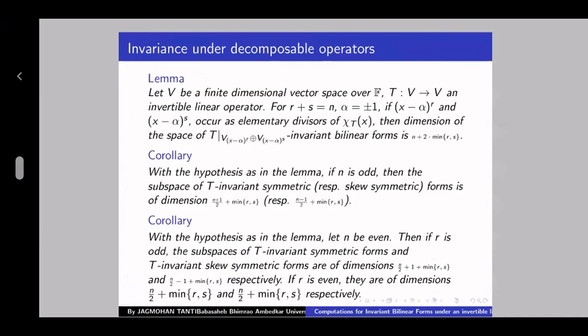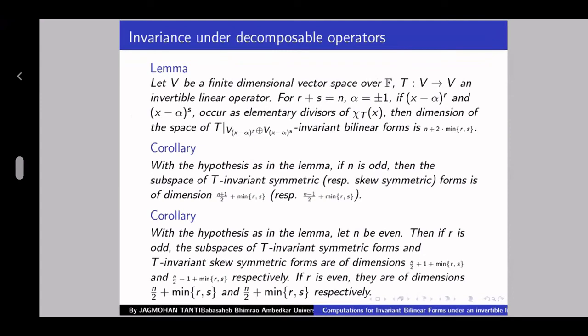And again, in the same situation, we are talking about the symmetric and skew symmetric parts and their dimension. The subspace of invariant symmetric bilinear forms is of dimension (n plus 1) by 2 plus minimum of r and s. And for skew symmetric, it is (n minus 1) by 2 plus minimum of r and s.